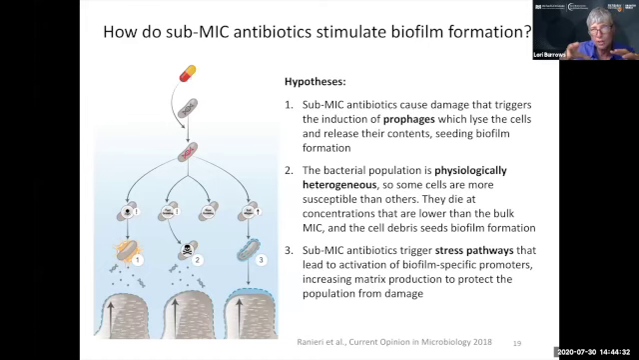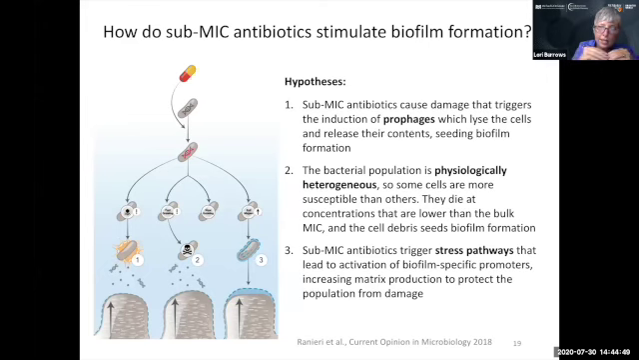The second hypothesis is that, remember I mentioned that the bacterial population is physiologically heterogeneous, and some cells, because they're growing faster than others, will be more susceptible than others. So we had the idea that maybe sub-MIC antibiotics kill a subset of bacteria, and the debris from those guys will seed biofilm formation.